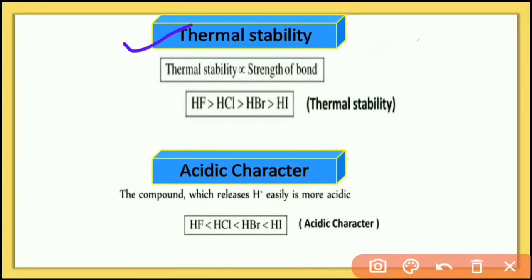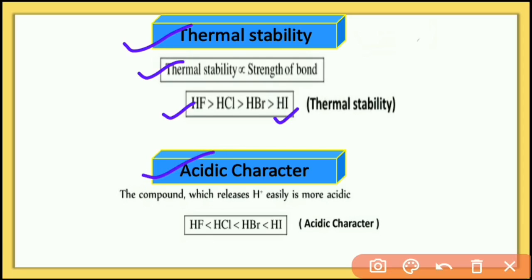Thermal stability of hydrogen halides. Thermal stability is directly proportional to the strength of the bond. So here the order of thermal stability is the same as the bond strength. HF has the highest thermal stability, and HI has the lowest thermal stability.